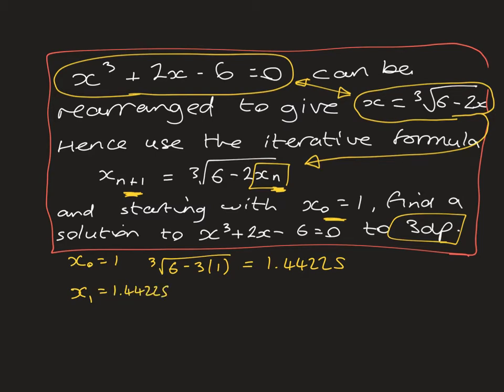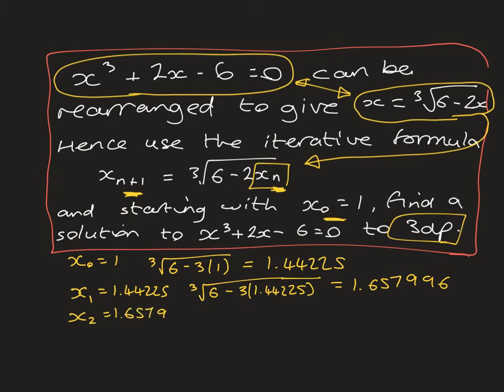And then that's now the number that we put in the calculator. So back to the iterative formula: 3 times 1.44225. If I put that in my calculator, I get 1.657996. That answer that I get now becomes x2. So to get my third value of x, I'm going to substitute that into the formula.